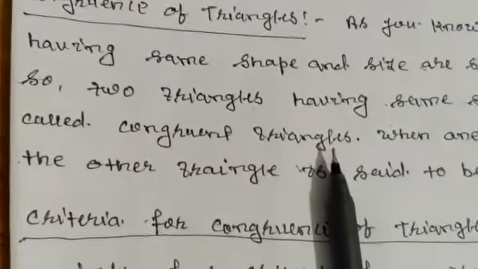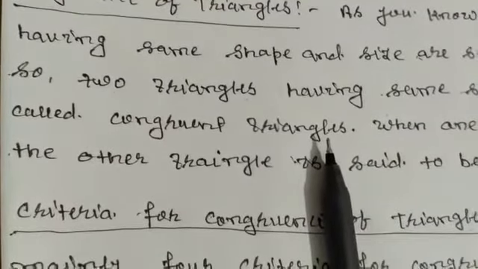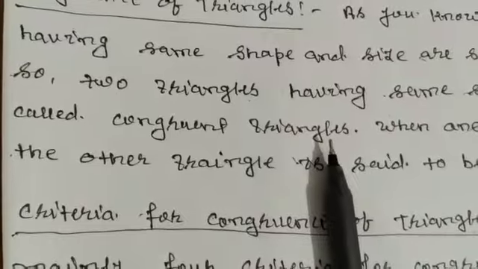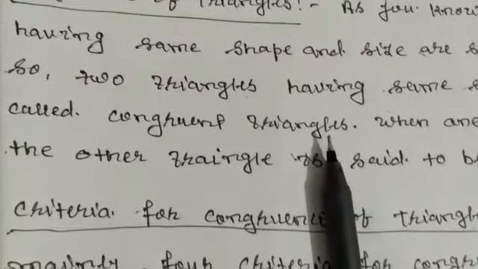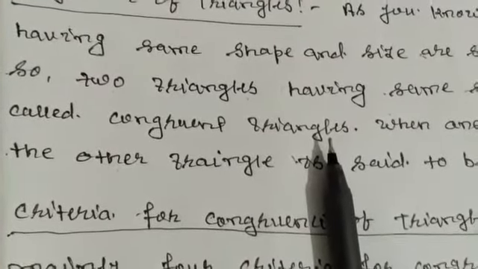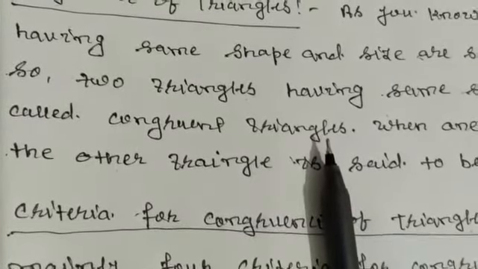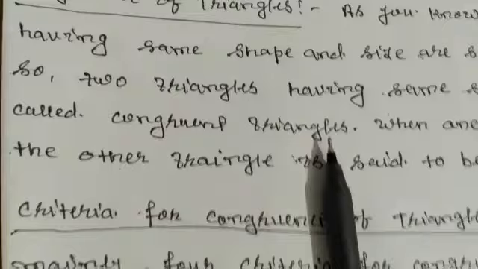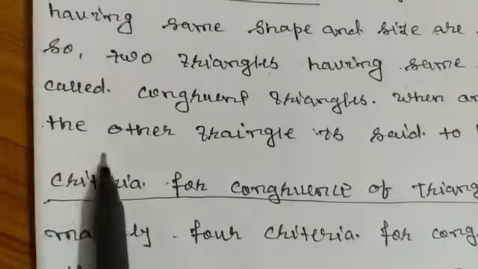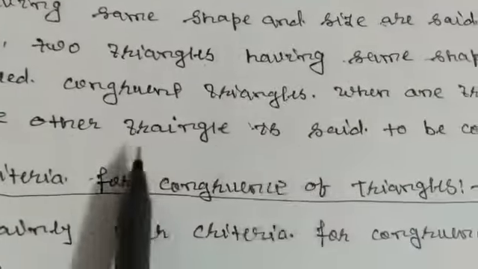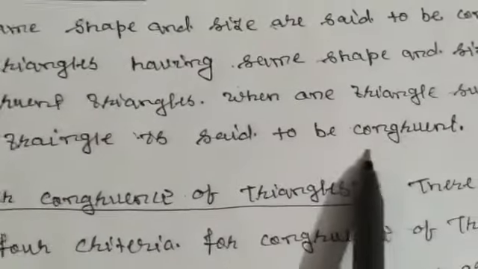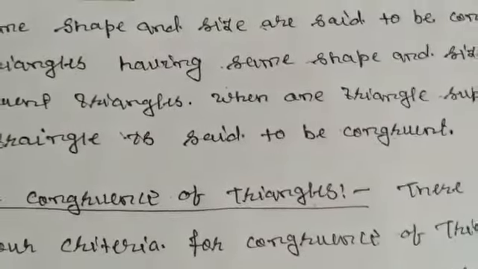It means that when you put one triangle on the second triangle, then one triangle superimposes the second triangle, or the two triangles seem like one triangle. That is the case of congruent triangles. When one triangle superimposes the other triangle, they are said to be congruent triangles.